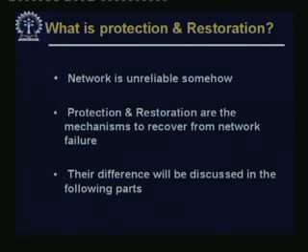Now, a network is unreliable somehow. So many failures can occur. A node may fail, a link may fail, a link may get cut, some fiber optic line may get cut in between because somebody cut it while digging a hole or something, or a node might fail. There may be power failure at nodes and so many things.